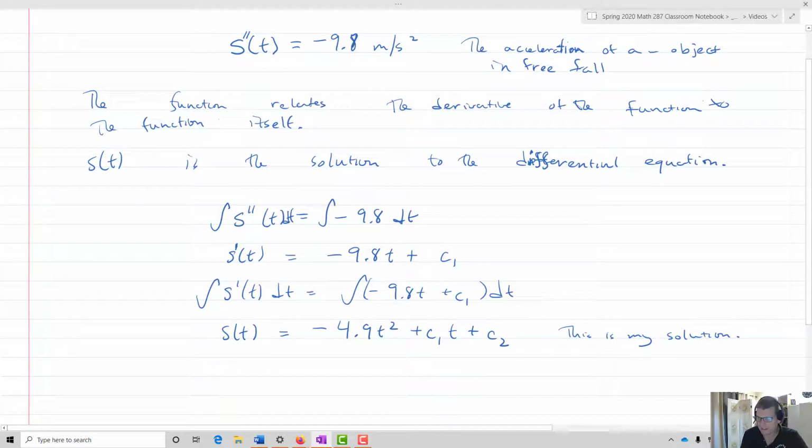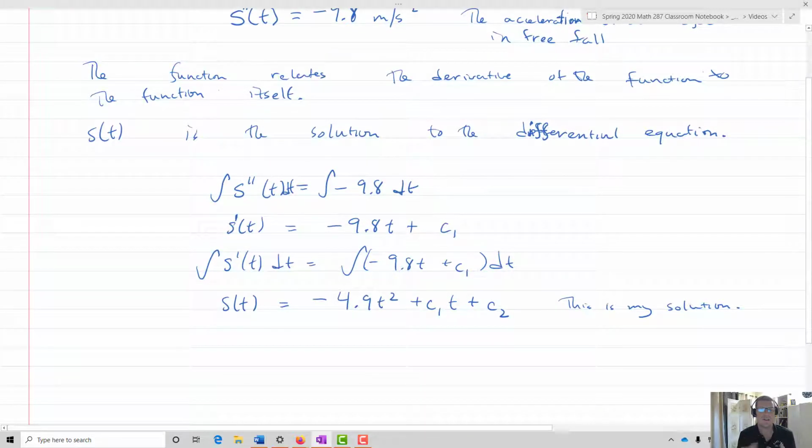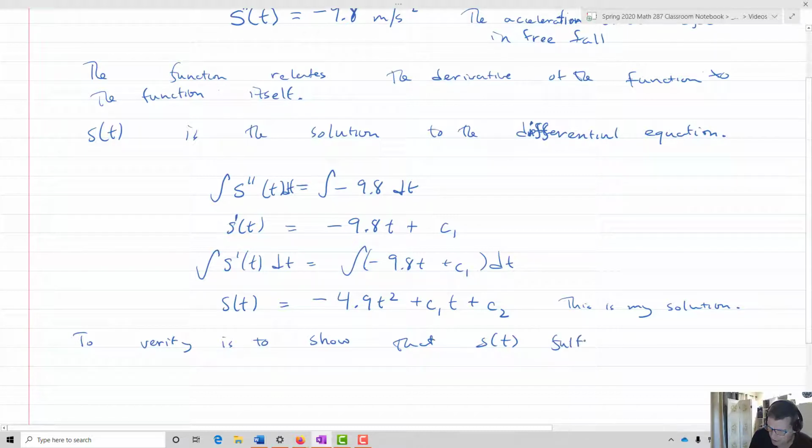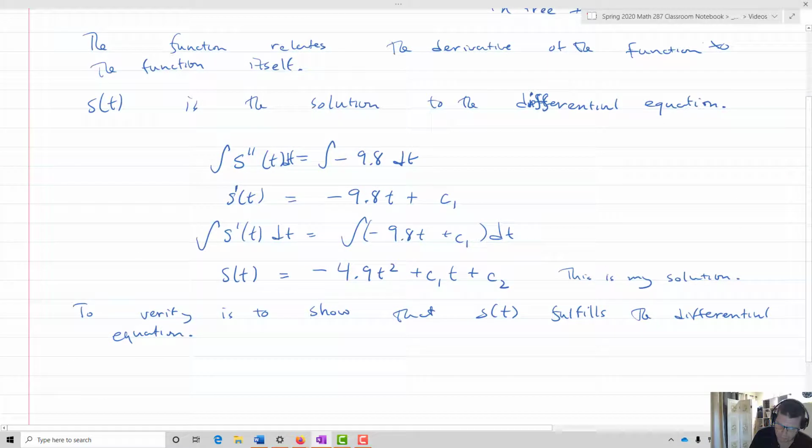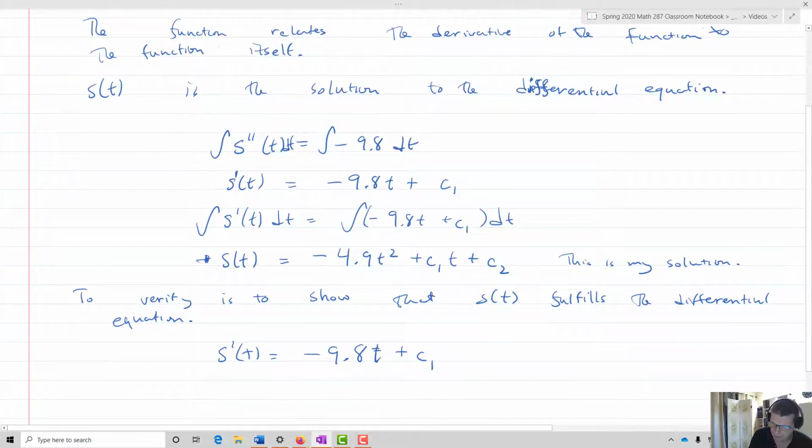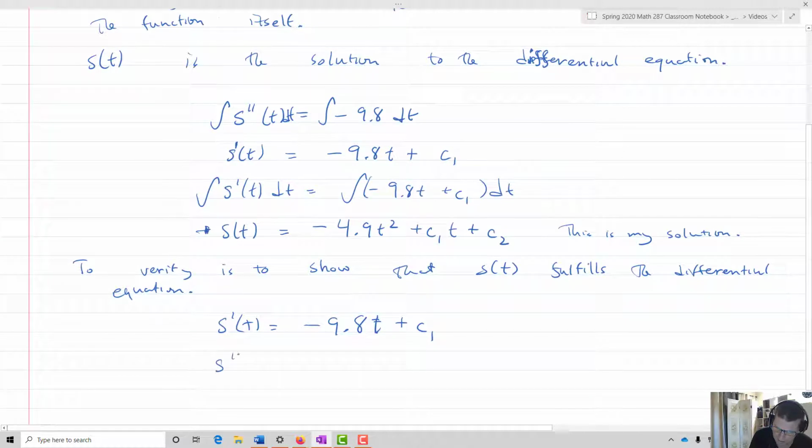What if I want to verify that this is, in fact, my solution? This is going to be one of those exercises that you're going to have to do. What it means to verify is to show that s of t fulfills the differential equation. So we take s of t and first take its first derivative. s prime of t is equal to negative 9.8 t plus c1. That's just the derivative of s of t, and s double prime of t is thus going to equal negative 9.8.